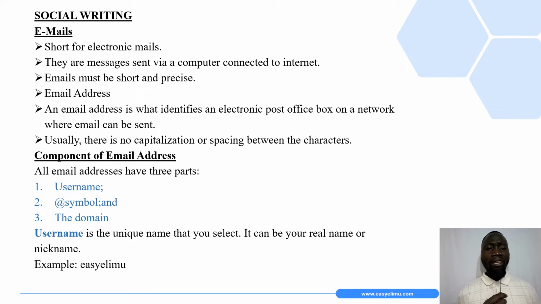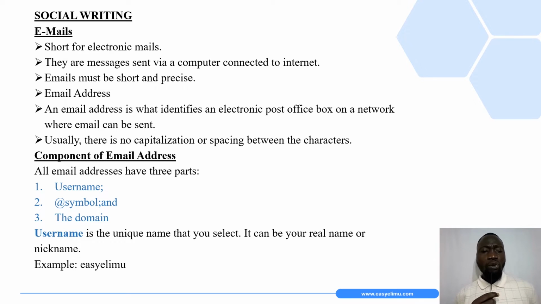So the next thing that we have here, dear students, are the components of an email address. So we are going to look at what makes the email address. All email addresses have three parts. The three basic parts are: the first part we have the username, then the second part we have the @symbol, then lastly we have the domain. So when asked about the three parts of an email address, talk about the username, number one, number two, the @symbol, and number three, the domain. So let us look at each.